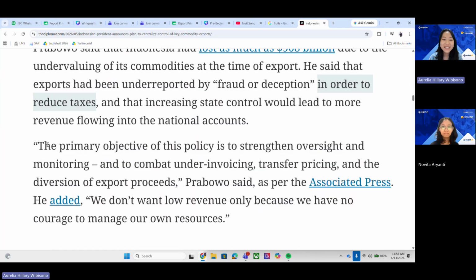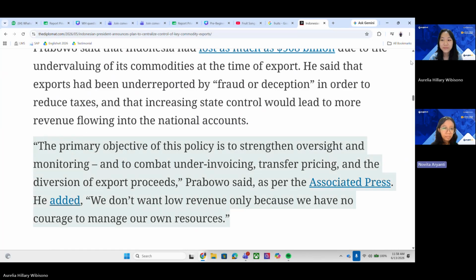Okay, and then the next one. The primary objective of this policy is to strengthen oversight and monitoring and to combat under-invoicing, transfer pricing, and the diversion of export proceeds, Prabowo said, as per the Associated Press. He added, we don't want low revenue only because we have no courage to manage our own resources.